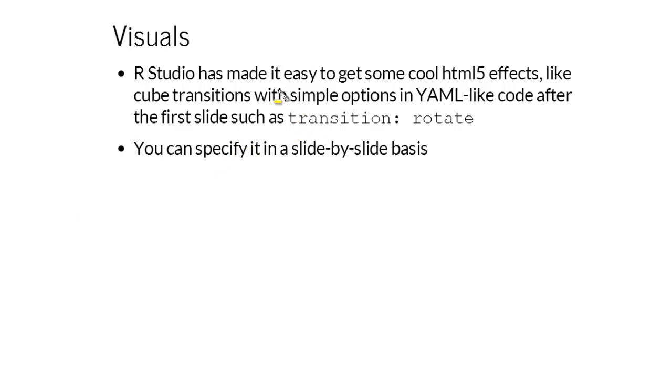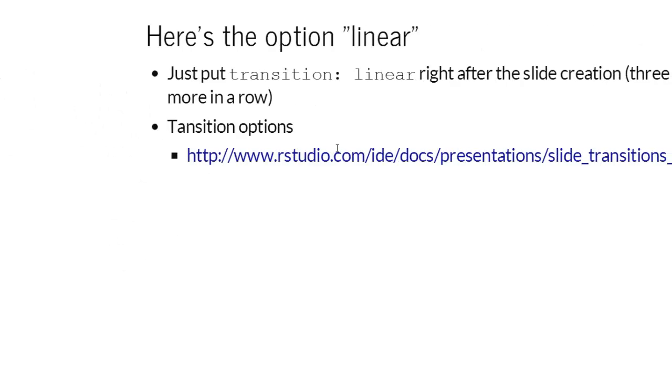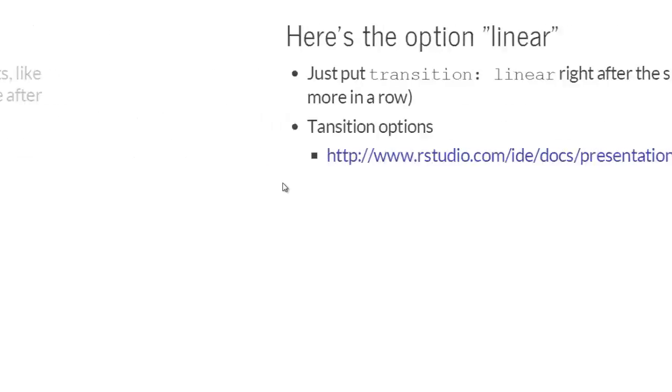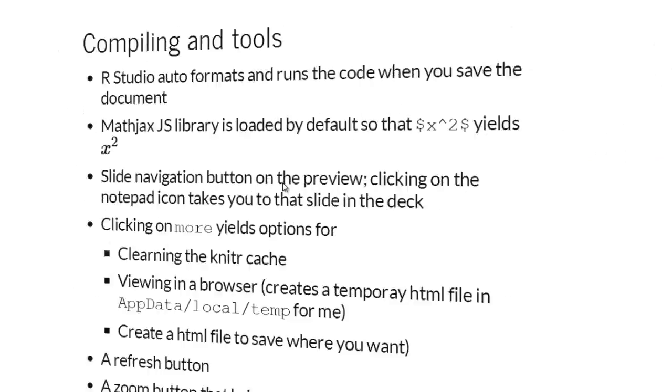So at the beginning, right after each slide, there's a kind of YAML-like code. For example, you can just put transition equals rotate, and that sets the transition to this cube-like rotate. If you do, for example, transition linear, right, which is I think the default, then it'll switch to this sort of linear transition. See, that's the linear transition. And then there's the cube transition.